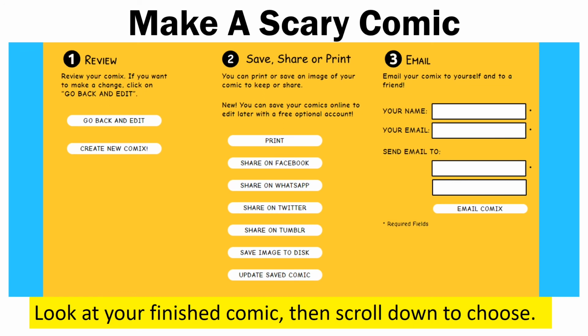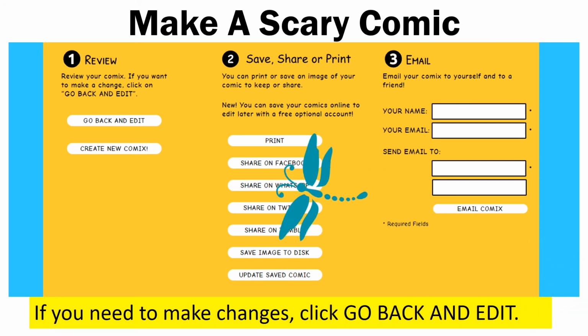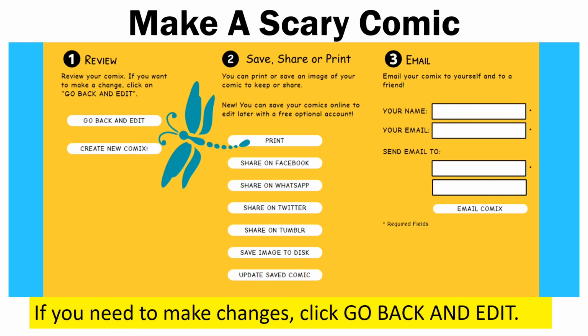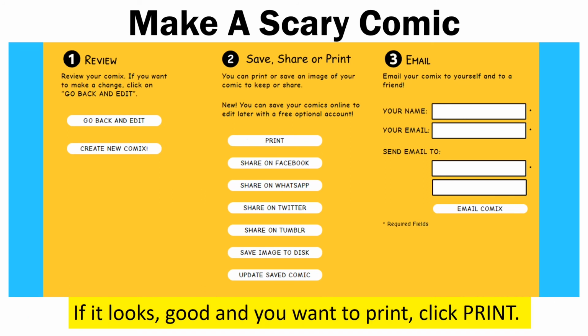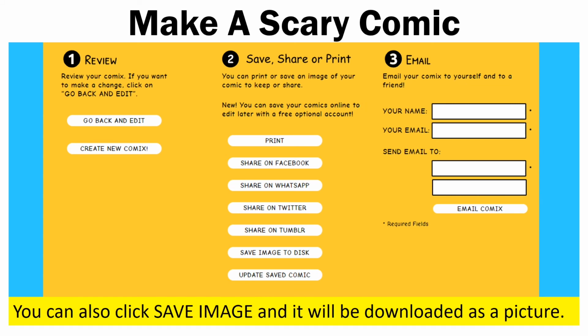So you scroll down to choose what you're going to do with your comic. You can review your comic, which means you go back and edit it. You can create a new comic. As you can see, on the left side is the go back and edit. If it looks good, you just click on the print button and it will print the comic, just like a few frames ago where we had the whole comic together.